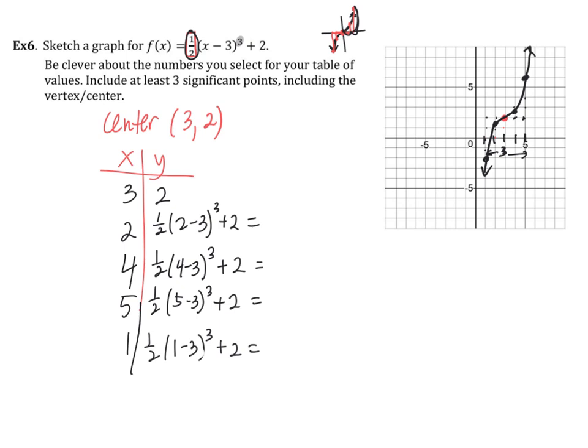So we get 2 minus 3 is -1. -1 cubed is -1. 1/2 times -1 is -1/2 plus 2, which is positive 1/2. So when I went to the right 2, I only went up 1/2, and that is that point there. So you could continue solving these y values. You should get the y values I have printed on this graph.